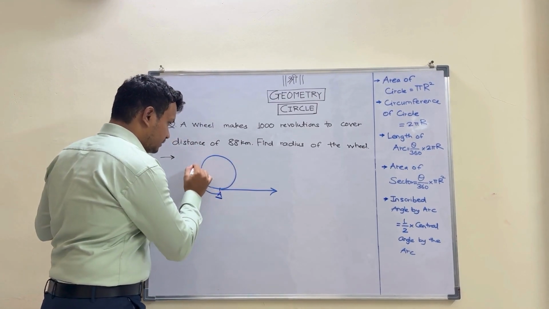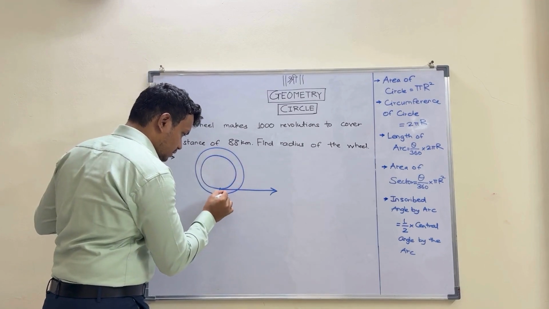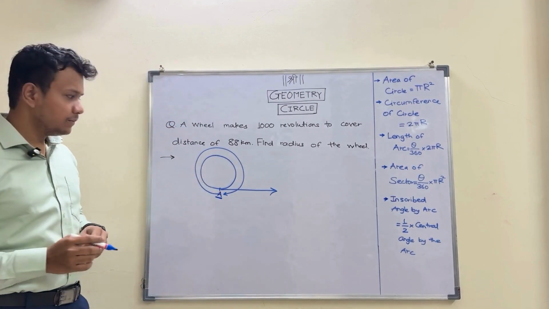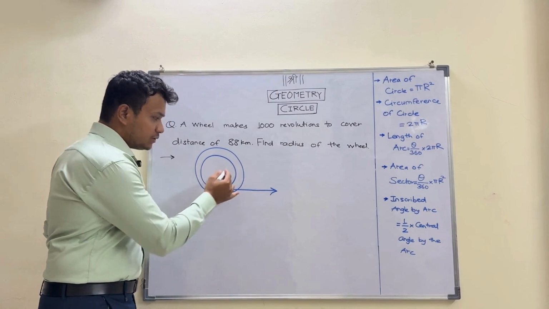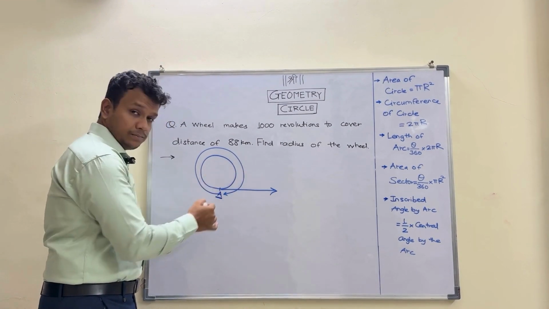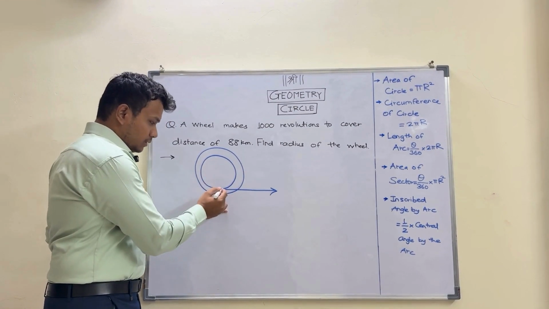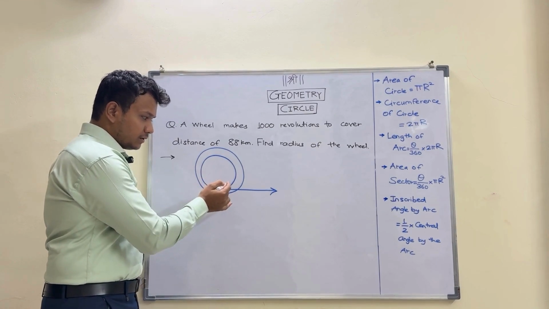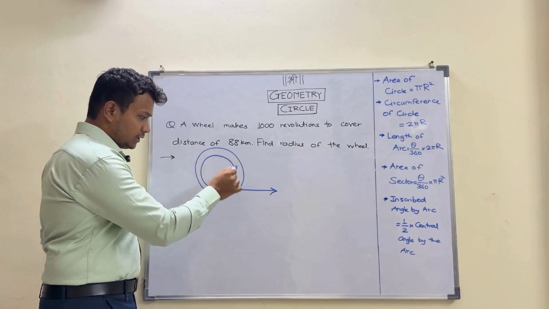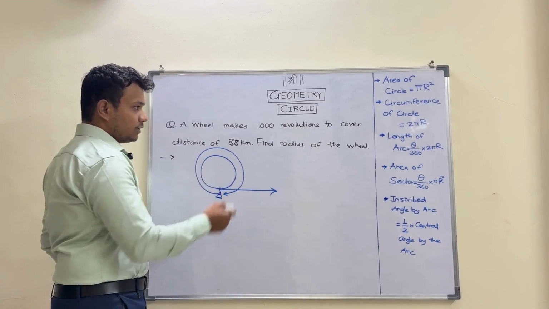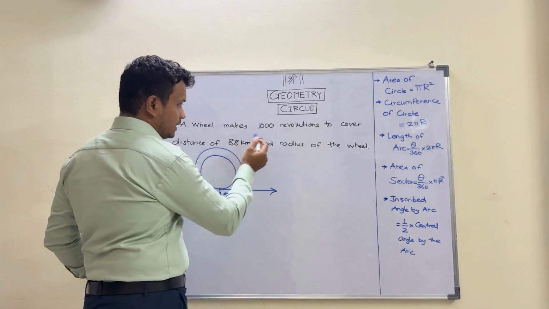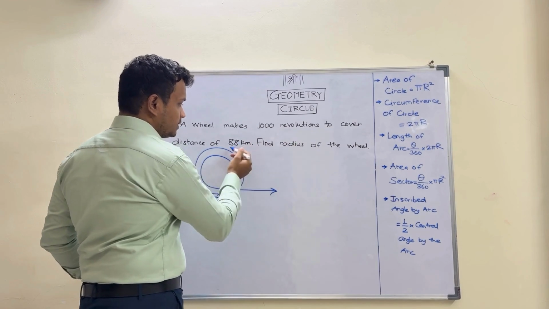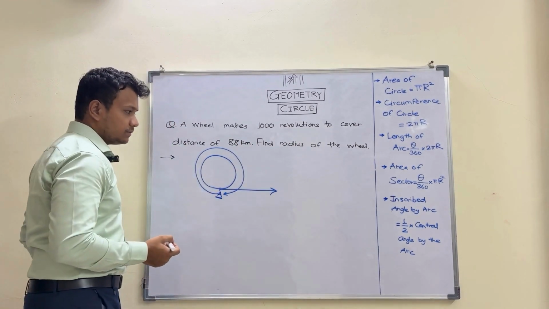in one rotation, how much distance will it cover? If it rotates like this in this direction, in one rotation, how much distance will it cover? It will cover a distance equal to the circumference of this circle or wheel, correct? So I can conclude that in one revolution, it covers the length of its circumference. So what we have been given, it has done 1000 revolutions to cover a distance of 88 kilometers, correct?